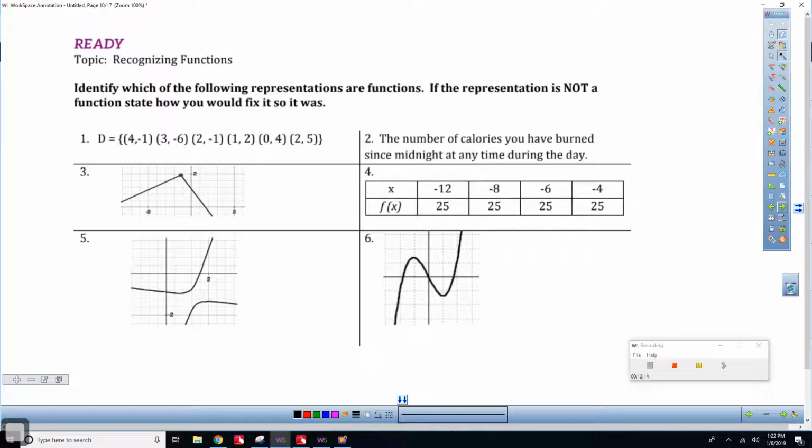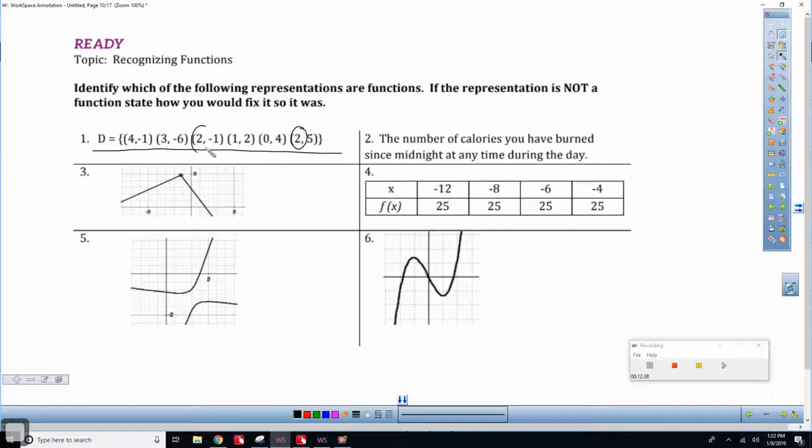All right, so now some homework questions. Identify which of the following representations are functions. Have you ever heard of a function? Yeah. Do you know what the test is for a function? The vertical line test. A function tests whether or not our machine works properly. Are there any repeat inputs here?